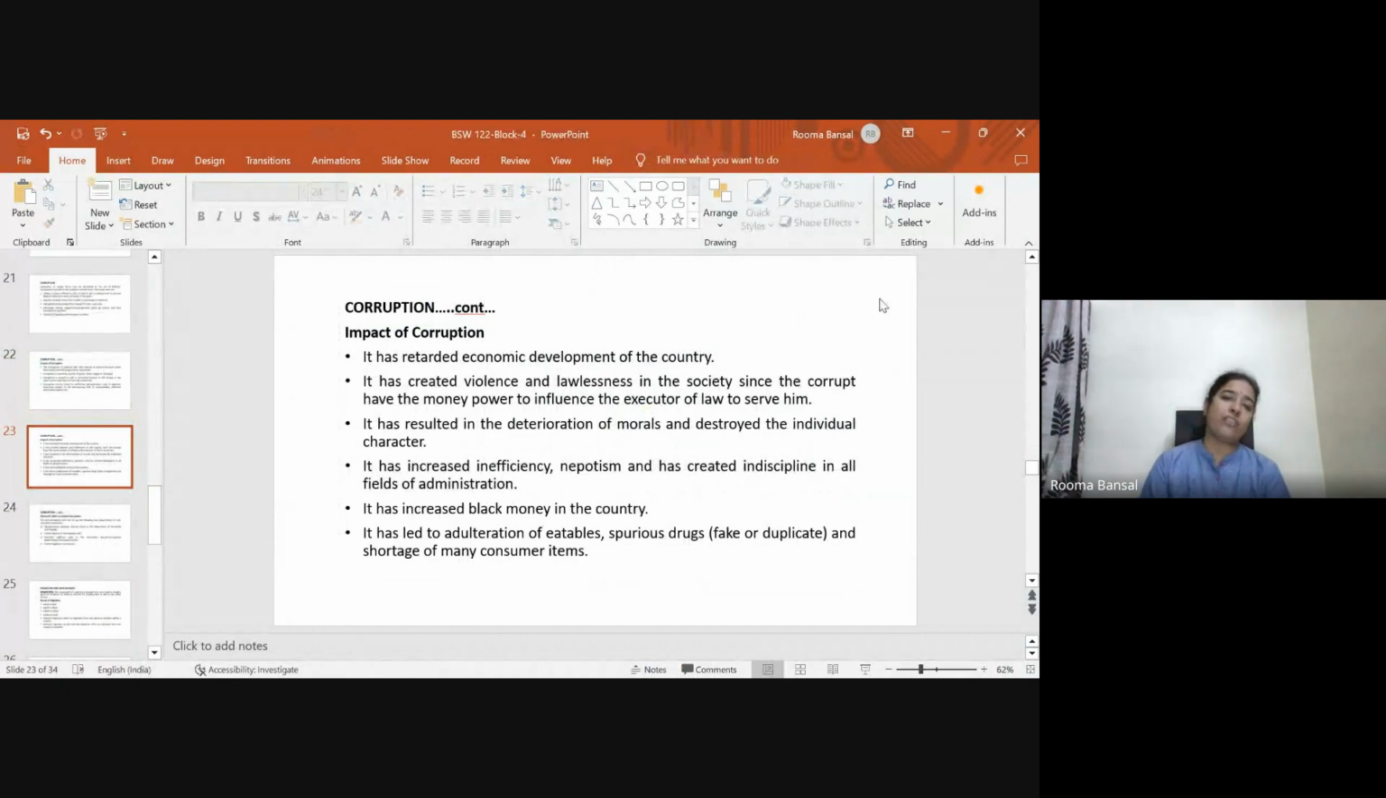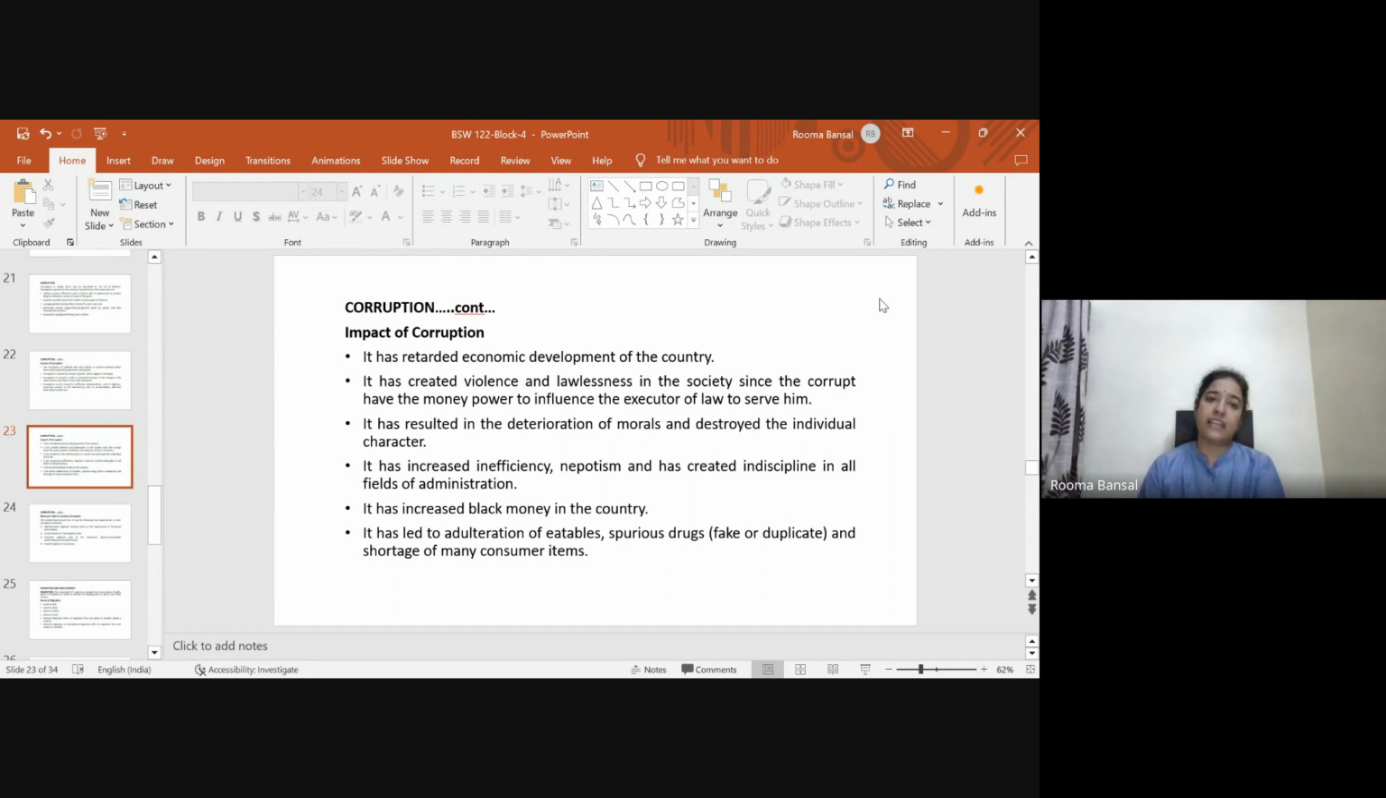Now, the impact of corruption, or the consequences and results of corruption. It has retarded the economic development of the country. It means it is a barrier, a hurdle on the way of economic development.